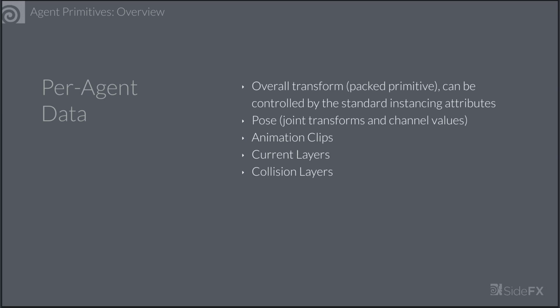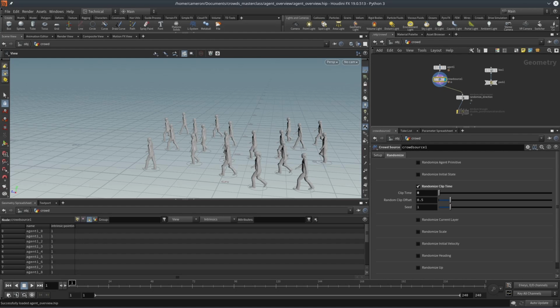So just like every packed primitive type, it has an overall transform, which is going to be positioning the agent in world space. So one thing that's a little bit different from other packed primitive types that I wanted to point out is that all of the standard point instancing attributes like orient, N, v, and so on that you might use with, say, the Copy to Points SOP will also affect the agent primitive's transform. So this lets you treat it a bit more like a particle where you can just manipulate some attributes on the point and influence its orientation.